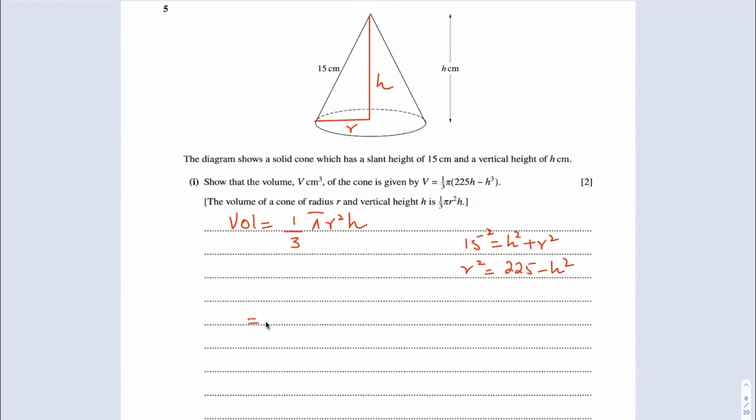Substituting the value in the formula, we have 1/3 into π into r², which is 225 minus h², multiplied by h. Expanding the bracket, we get 1/3 π into (225h − h³).